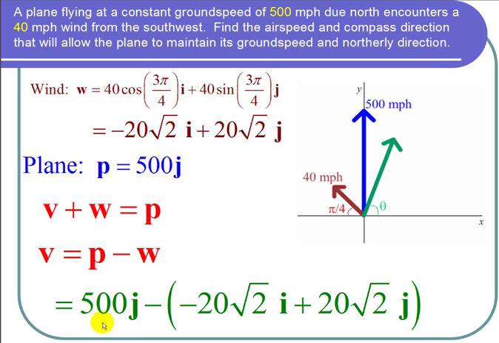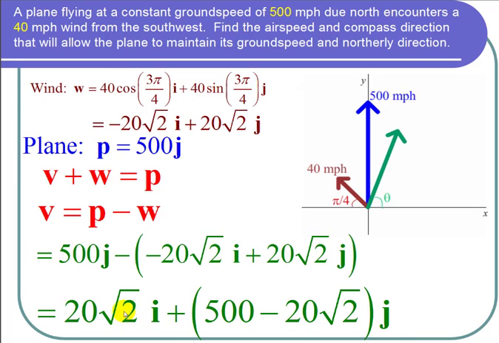So we get that v is 500j minus negative 20 root 2 i plus 20 root 2 j. We can combine the j components and get 20 root 2 i plus 500 minus 20 root 2 j.